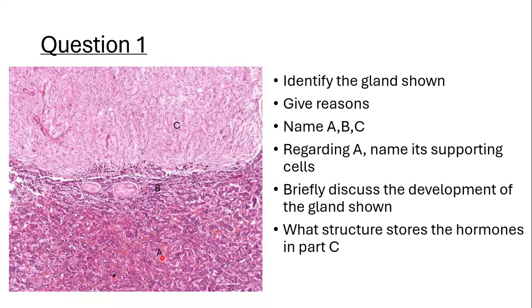What is A? What is the name of this region? A is adenohypophysis. They are saying A is adenohypophysis. The adenohypophysis is constituted of several parts. So which part of the adenohypophysis is A if you want to be specific? Yes, pars distalis. So A is pars distalis.